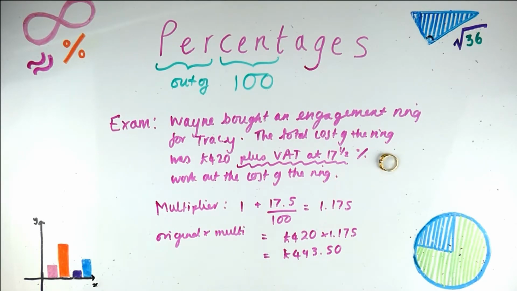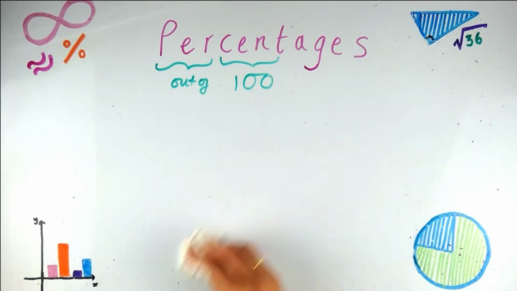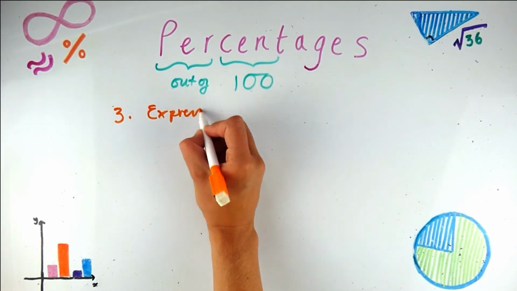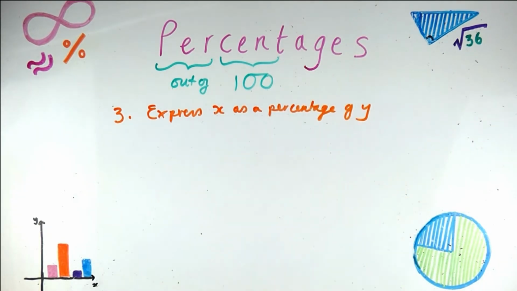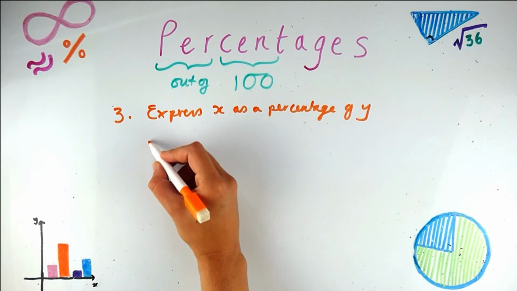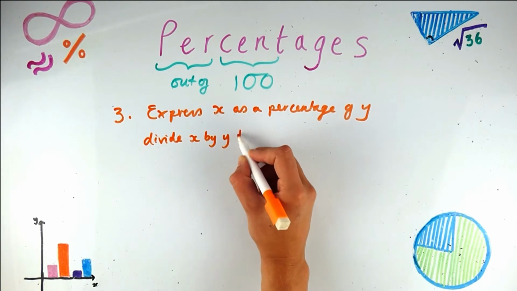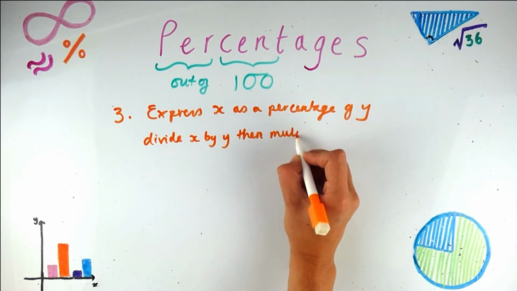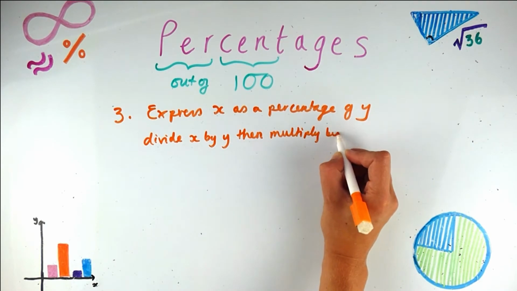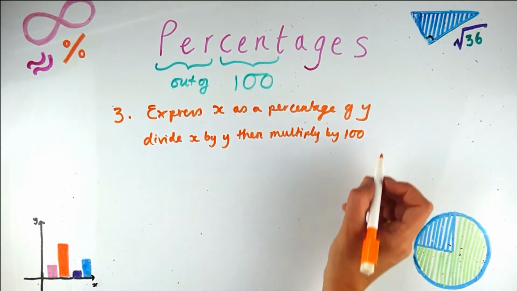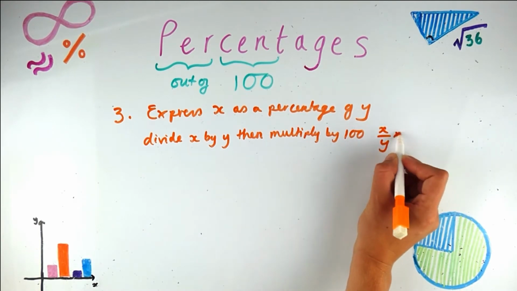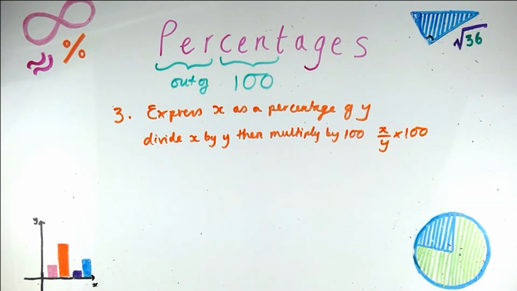Now we're going to move on to type 3. Type 3 is express x as a percentage of y. The formula for this is to divide x by y, then multiply by 100. Written down, that's x over y times 100. This is the standard formula for this sort of question.